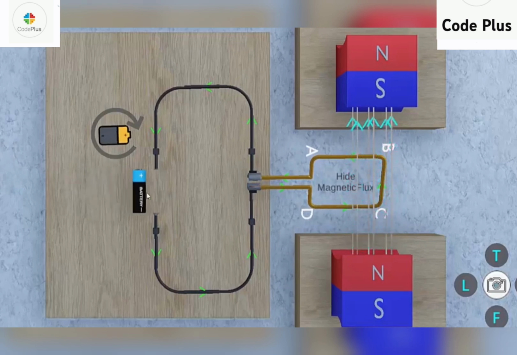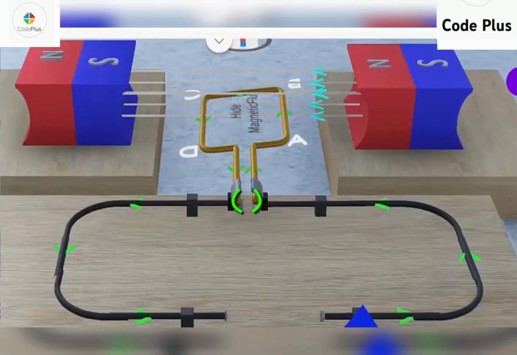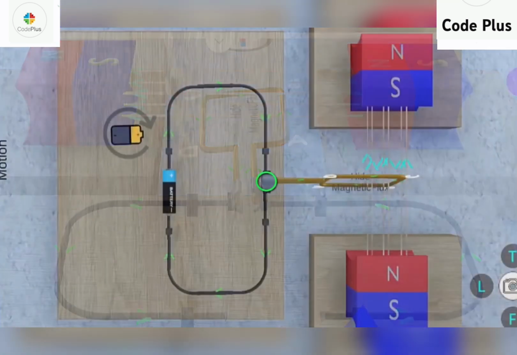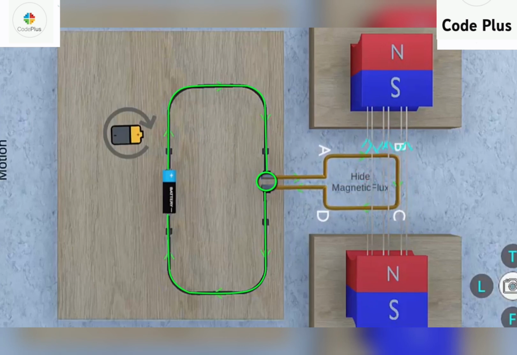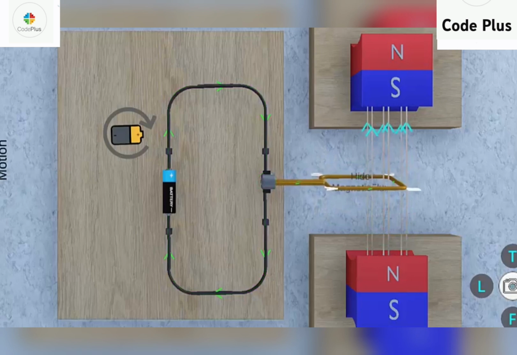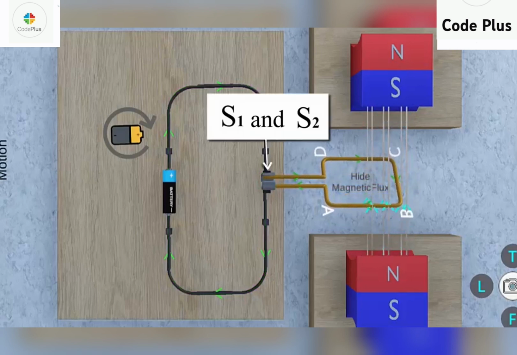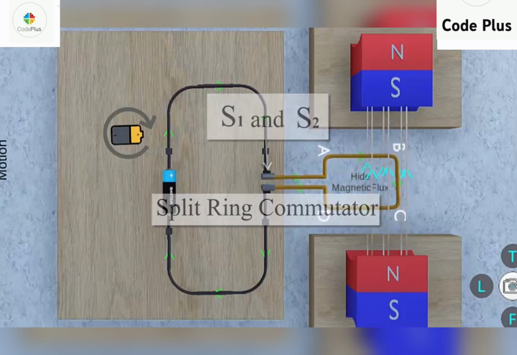But you must be wondering how we will reverse the direction of the current. So friends, here if you observe carefully, there is a split ring commutator. Whenever the coil passes the vertical position, the direction of the current through the coil has to be reversed so that the coil continues to rotate in the same direction. Hence, the two parts S1 and S2 of the split ring act as a commutator to reverse the direction of current in the coil. So, they are called a split ring commutator.